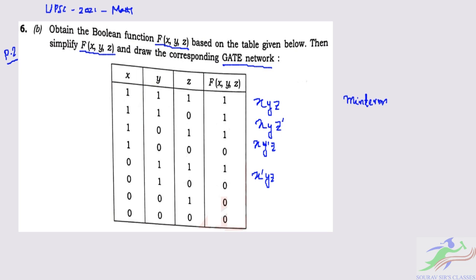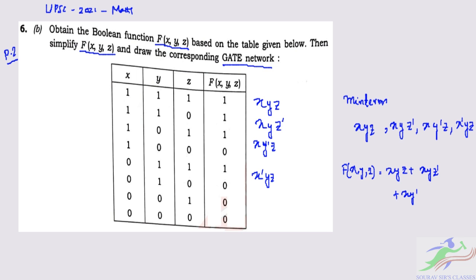So the min terms are xyz, xyz bar, xy bar z, x bar yz. So now f of x, y, z will be xyz plus xyz bar plus xy bar z plus x bar yz.